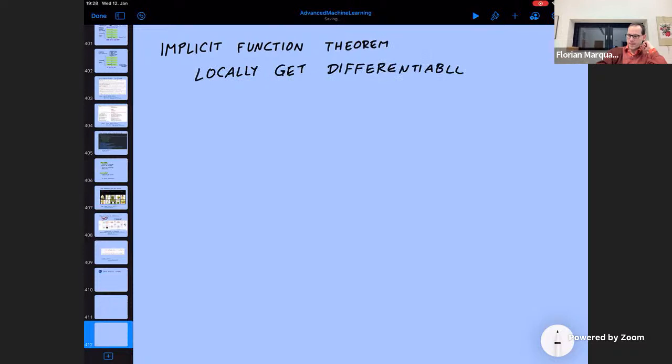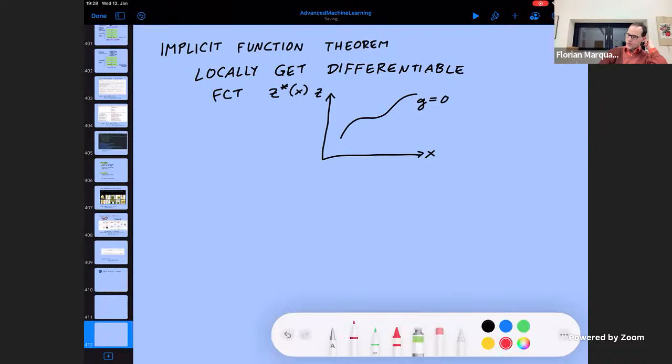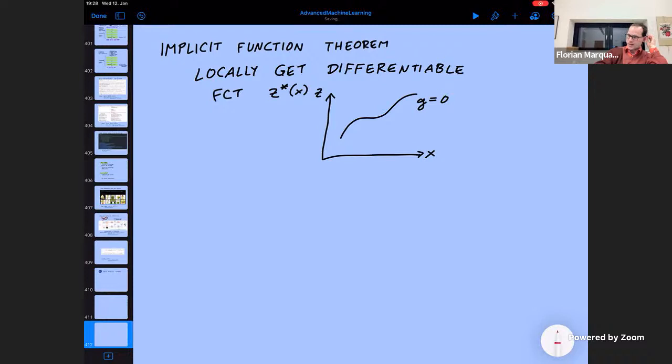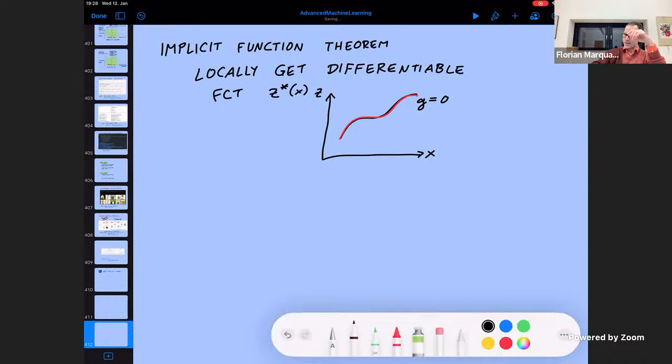So here we would have, again, this plane of X and Z, and here the curve along which G equals zero, which was our equation. And now the function we're talking about is exactly this kind of function. And that would even work if you have a more complicated situation where maybe it's multi-valued, maybe you have something like this. That could also be the solution of such an equation.